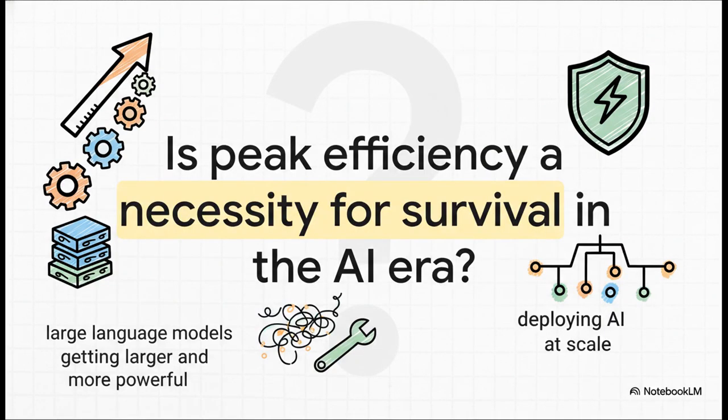Which leaves us with one last big, important question to think about. As these AI models continue to grow at an exponential rate, are all these efficiency techniques just nice little optimizations? Or are they quickly becoming an absolute necessity? Maybe even a matter of survival for anyone who wants to build with AI at scale.